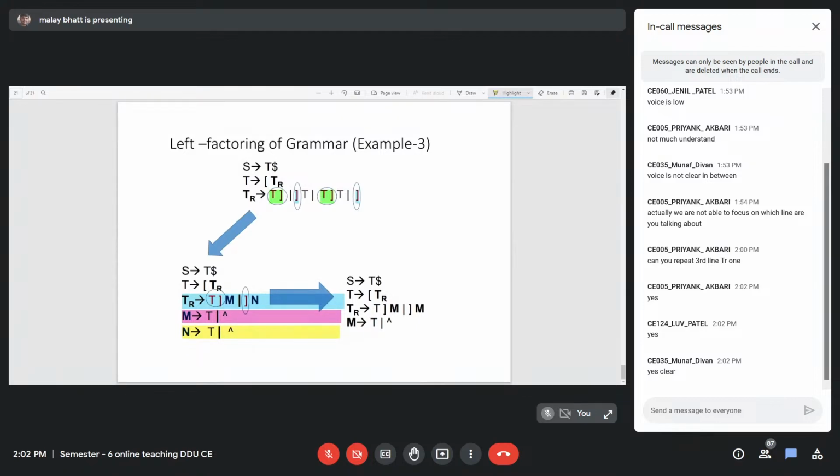Okay, so at least these four people are not taking the nap. Priyank, Lao, Munaf, Abhi. So I hope it is clear now. Left factoring. You can do a left factoring on any grammar. Yes?